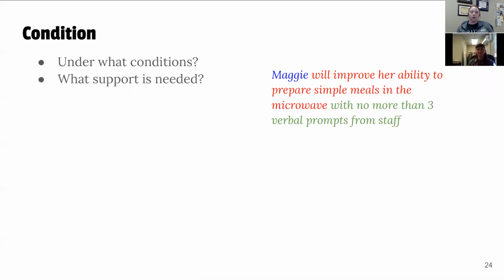C is the condition. So under what conditions or what support is needed. So you can see for this one, I added with no more than 3 verbal prompts from staff.